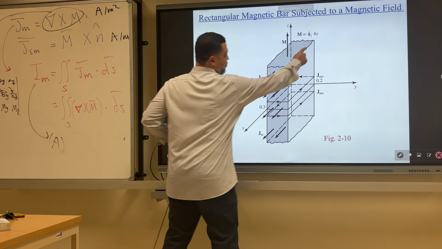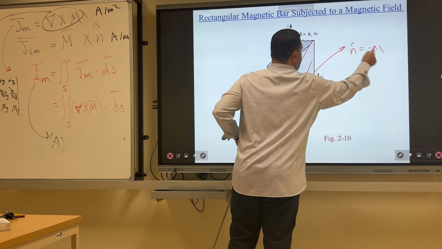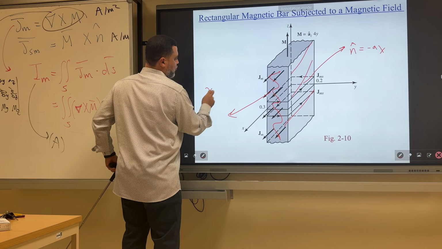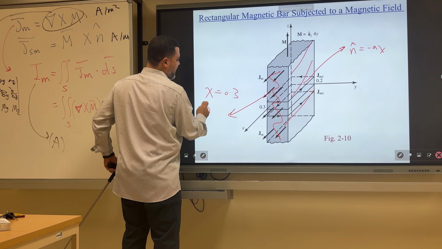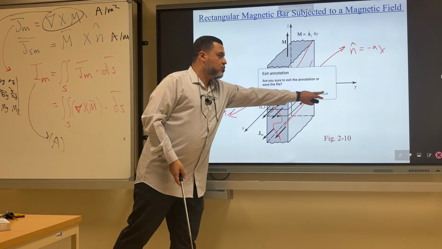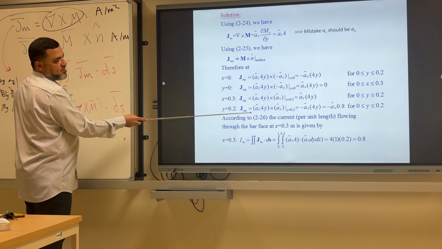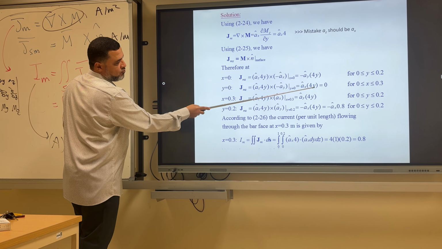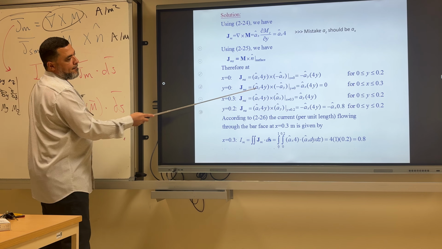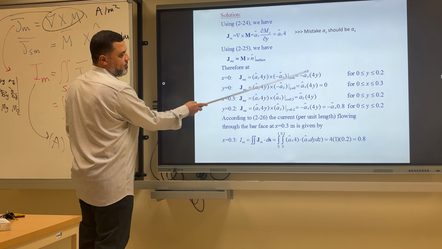So at x equal to 0 on this surface, the unit vector will be minus ax. And on this surface, at x equal 0.3, the unit vector will be ax. And same for y equal to 0 and y equal 0.2. So by taking the M cross n on each surface, this will give you the surface current density. It will be 0 only at y equal to 0, because M is based on y. And it will be in the opposite direction. So at x equal to 0 and x equal 0.3, it will be the same value but opposite direction.